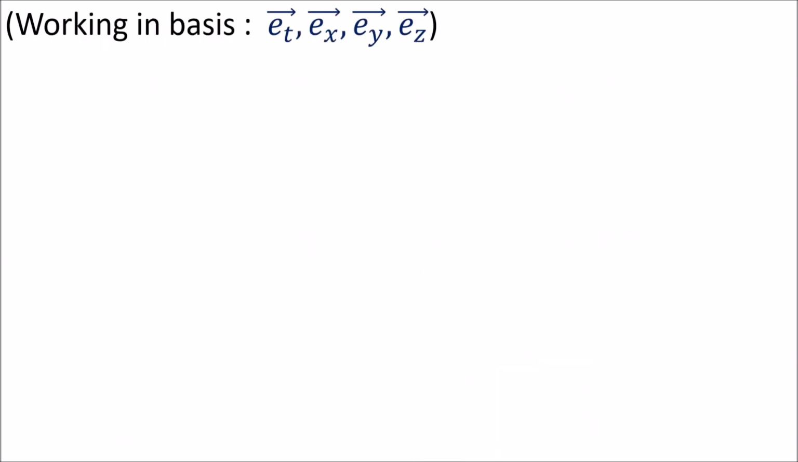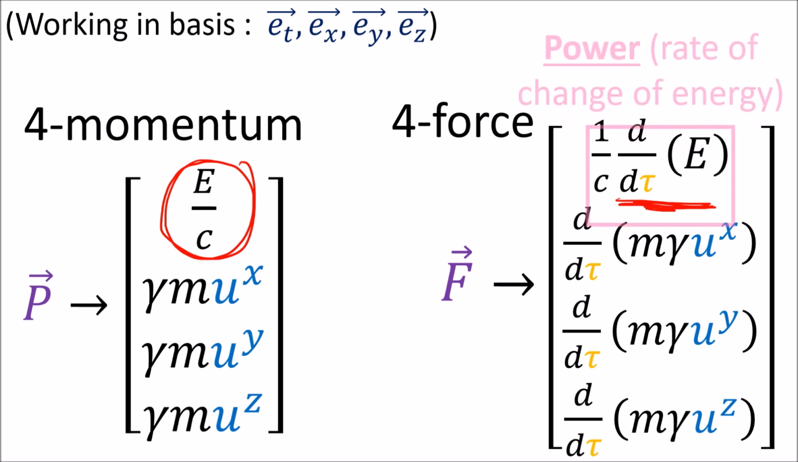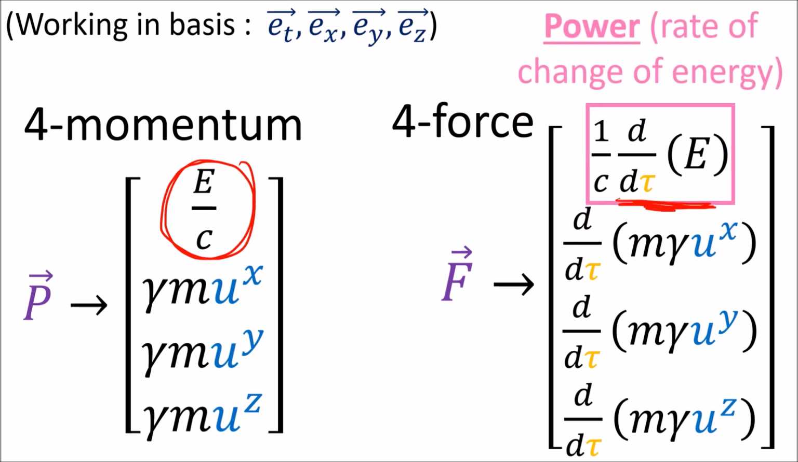It's worth noting that the time component of the 4 force vector is the derivative of the time component of momentum with respect to proper time. Since the time component of momentum is energy, this is the derivative of energy with respect to time, which is power. So the time component of the 4 force is a power term.